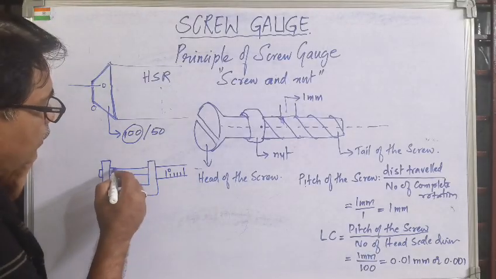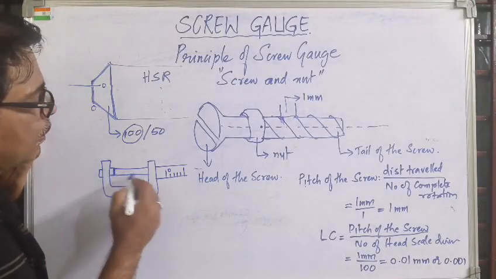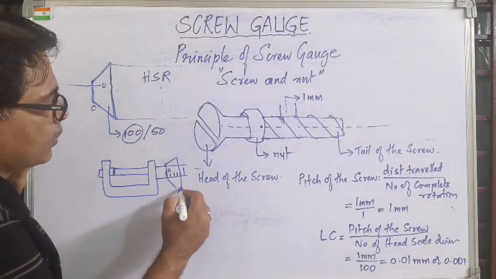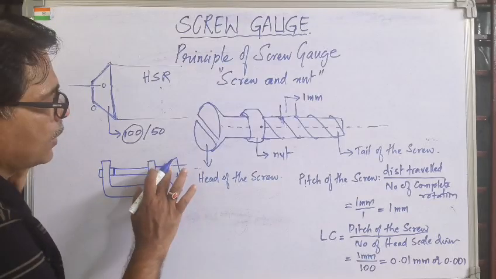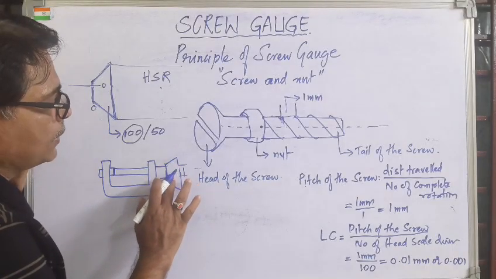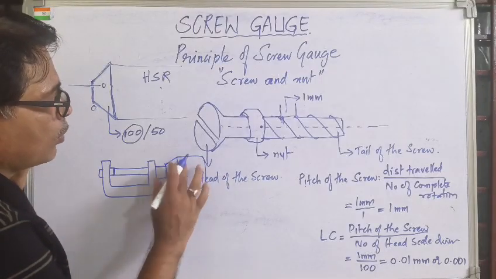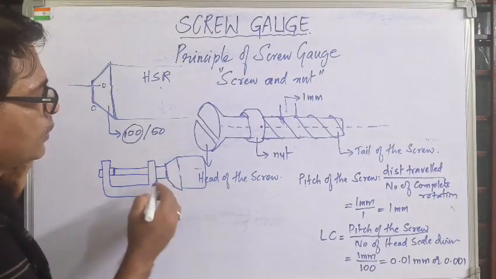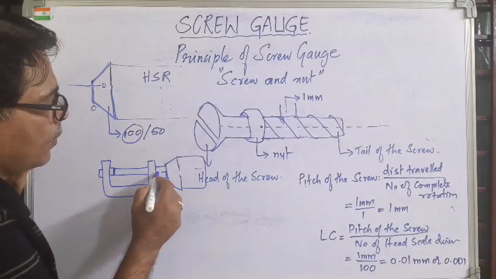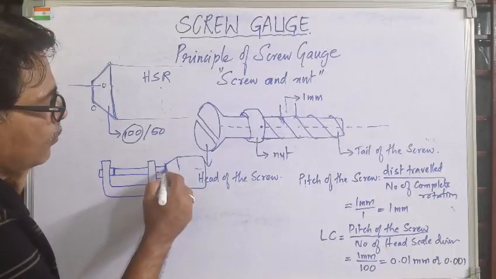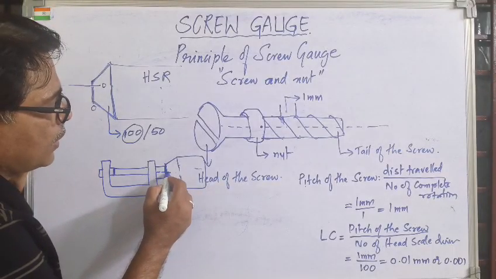But what happens when these two are brought close to each other? The head scale is on the 0 division of the pitch scale. That means the pitch scale readings are not seen because the barrel has occupied that part. They are not seen. So this is your axial line. But what is very interesting? This is your pitch scale 0. So the barrel has come over the pitch scale 0. This is your axial line.